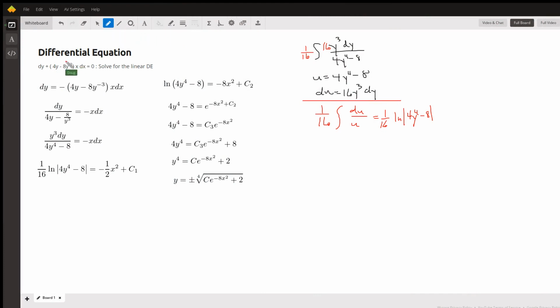Okay, this looks like a separable differential equation to me. We move this term to the right side of the equal sign, changing its sign, then divide by this term right here. This is what we get. All the y's on one side, x's on the other side. And if we want to simplify this expression by multiplying numerator and denominator by y cubed, we get something that looks like this.